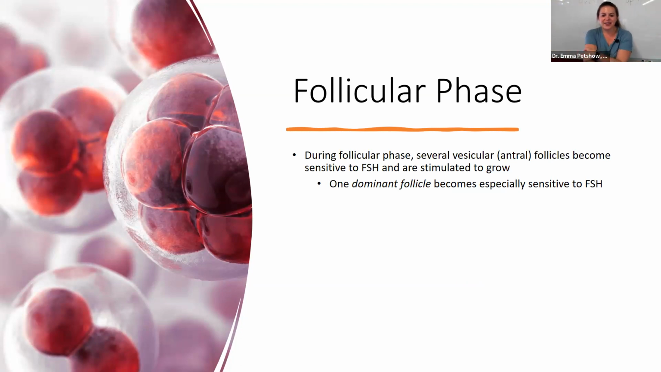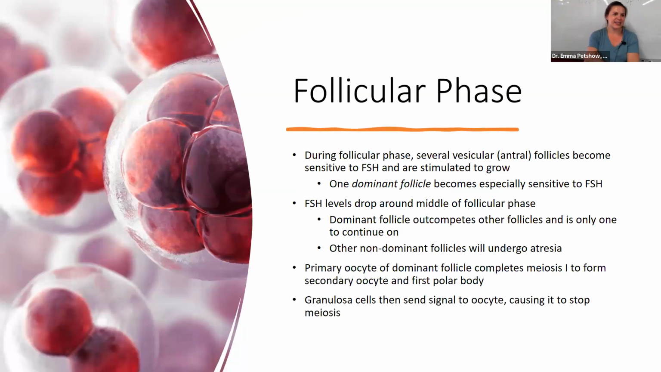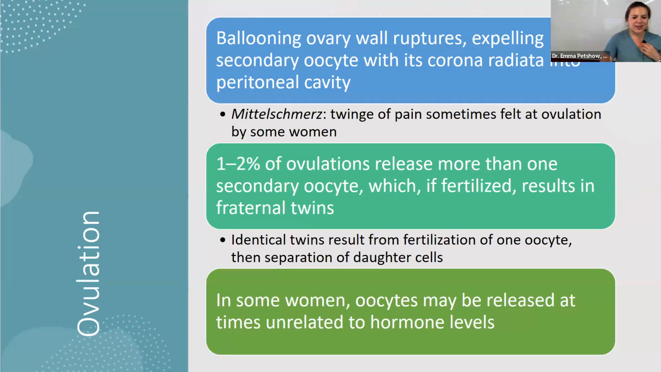Okay, follicular phase. There are two phases in the ovarian cycle. I just want to define a few things. During the follicular phase, we select our vesicular follicles to become sensitive to FSH and grow. The dominant follicle will be selected during this phase, and the primary oocyte of the dominant follicle will undergo meiosis 1 to form a secondary oocyte and first polar body. We then have ovulation, where you can see Mittelschmerz pain. That's the twinge of pain sometimes felt at ovulation by some women. So if you feel pain with ovulation, you can say, oh yeah, it's just my Mittelschmerz.